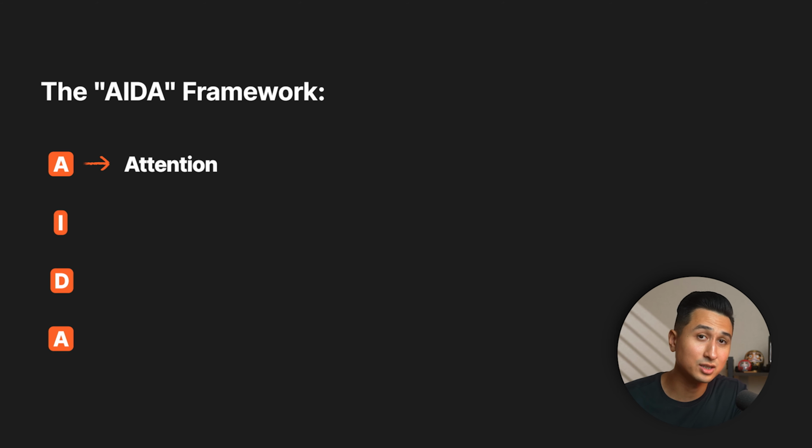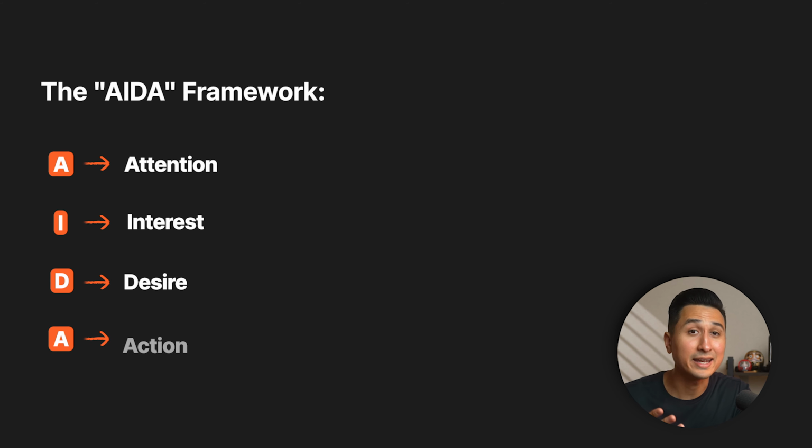stands for attention, interest, desire, and action. And these are the 4 stages someone has to go through to become a customer. And by structuring your sales pages in this way, you can guide them smoothly to your checkout.